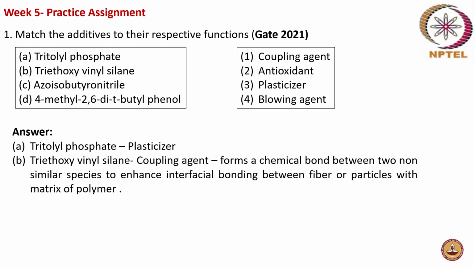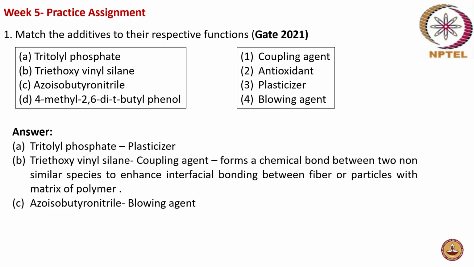So these silane groups basically play a role as a coupling agent in coupling inorganic and organic groups. They form a chemical bond between two dissimilar species to enhance the interfacial bonding between them, for example between fibers or particles and the polymer matrix. And as you said, azobisisobutyronitrile is a blowing agent. They may release some gaseous moiety and this helps in forming foams and all.